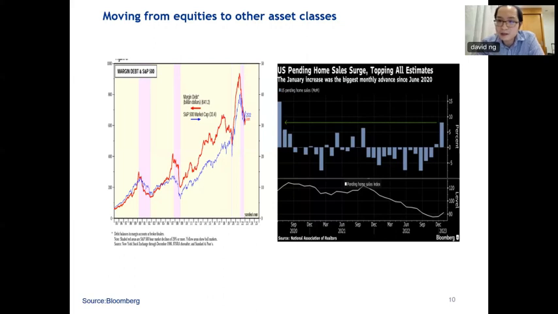Now, besides the index itself, let's look at other hard data like US home sales.